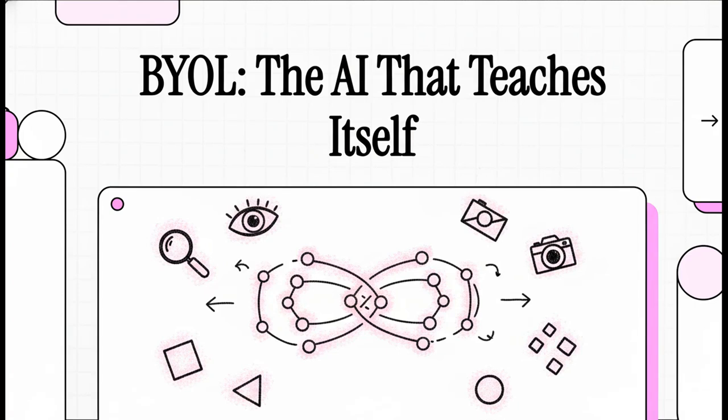Today, we're going to break down one of the most elegant and honestly surprising ideas in modern AI. It's called Bootstrap Your Own Latent, or BYOL for short. This is a method that really changes the game for how we teach computers to see. So let's get right into what makes this thing so revolutionary.